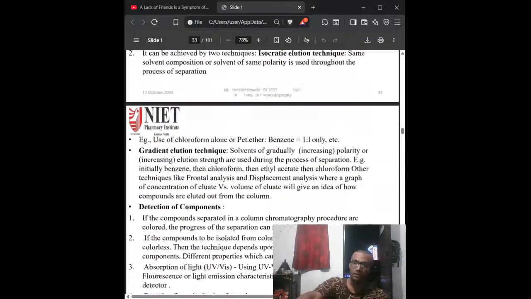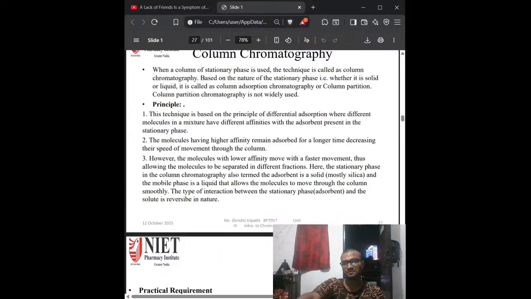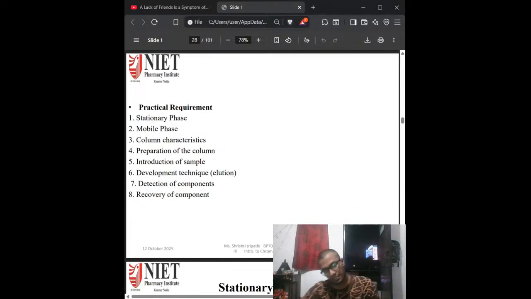Okay, first we have to complete the stationary phase, mobile phase, column characteristics. Tomorrow I have to make the PPT. What do we have to do in the PPT, by the way?